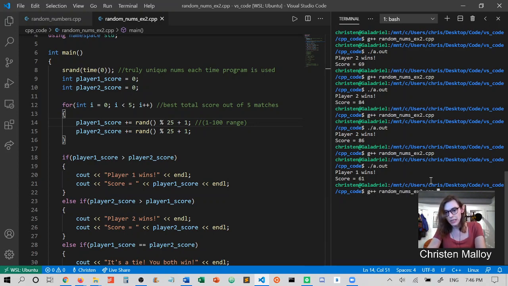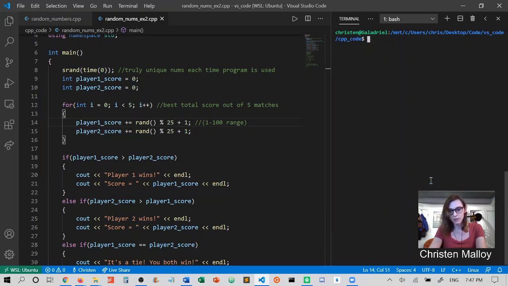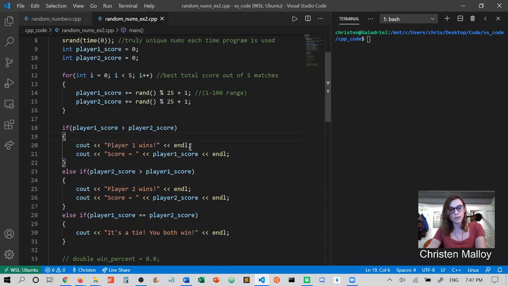So this is truly unique. Every time that we play the game, we are going to be getting different scores, summations for those, and we're going to be comparing them. So that's one way that we could generate a random kind of score environment for 2 players.